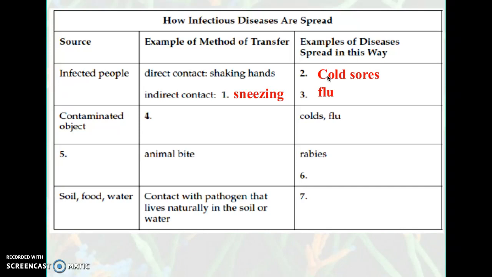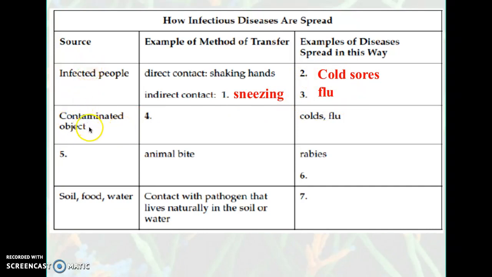Influenza or flu, that's going to travel this way from one infected person to the other by sneezing, coughing, direct contact possibly. And so that's why, especially for the flu, for instance, if you're at home, you have a fever, and it is the flu, they tell you to stay at home is the best thing to do, because you're going to infect other people if you go out where a lot of people are.